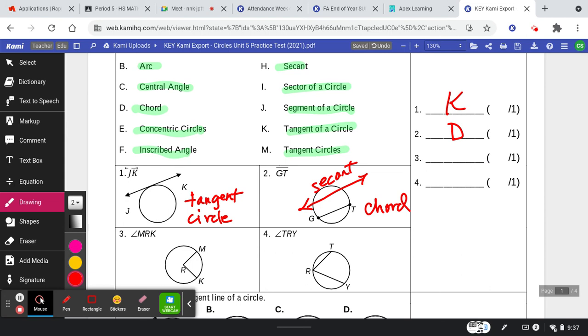So do you want to draw that in somewhere to remind yourself what it is? A secant keeps going through the circle, still touches twice. A chord for sure stops. Do you guys see that difference? Here's my chord. Secant keeps going.